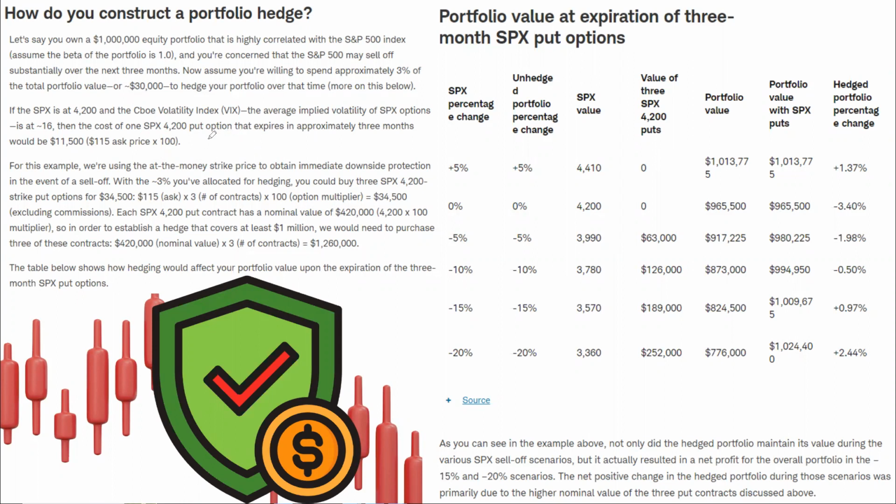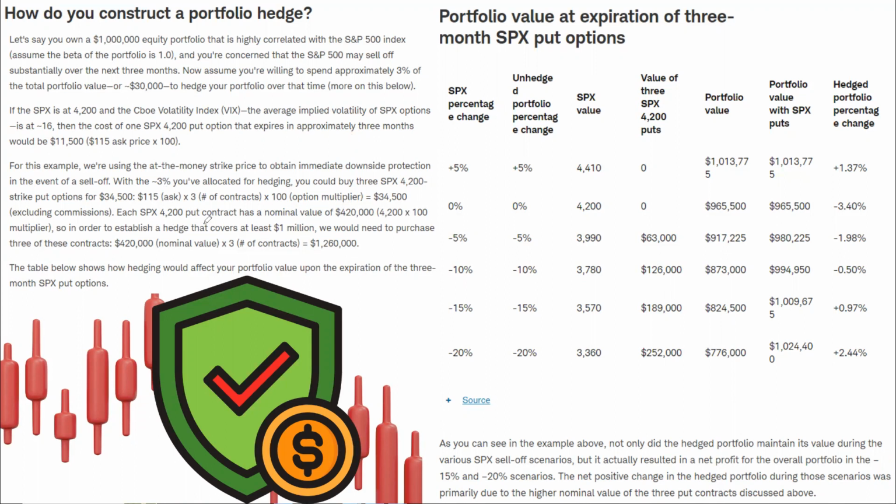Remember what they said, an out of the money put contract would typically be cheaper than an at the money or an in the money put option contract. But for this example, we're using an at the money strike price to obtain immediate downside protection in the event of a sell-off. With the around 3% that you've allocated for hedging, you could buy 3 SPX 4,200 strike put options for $34,500.